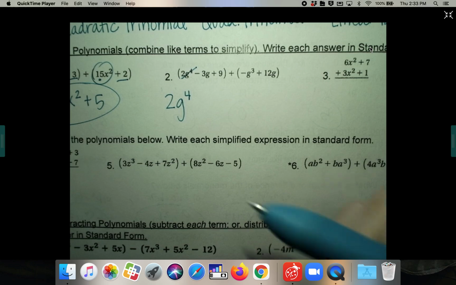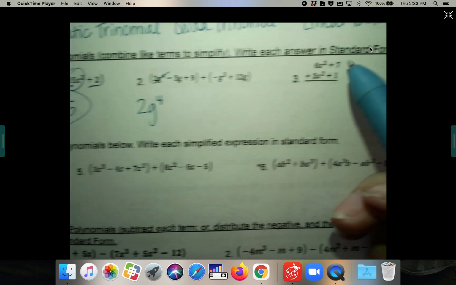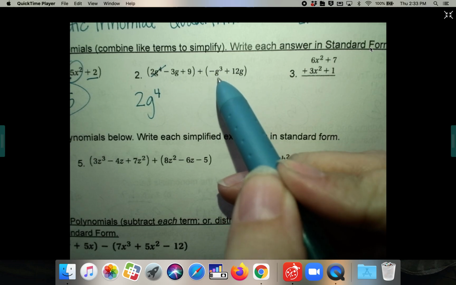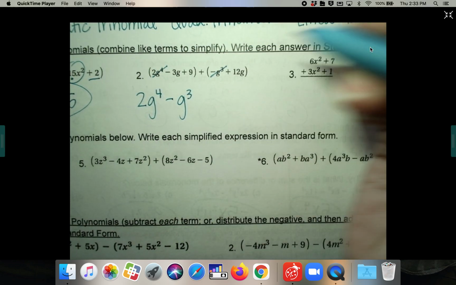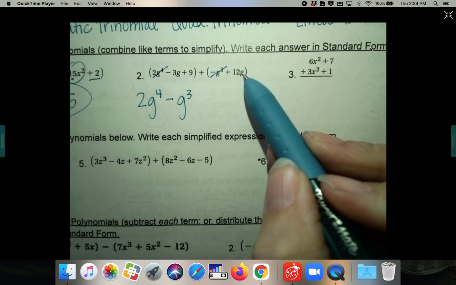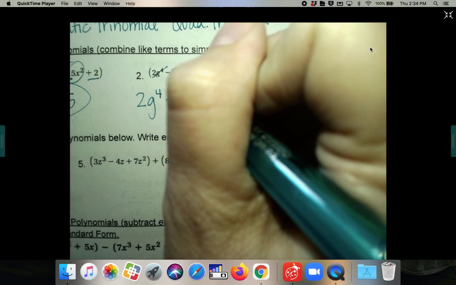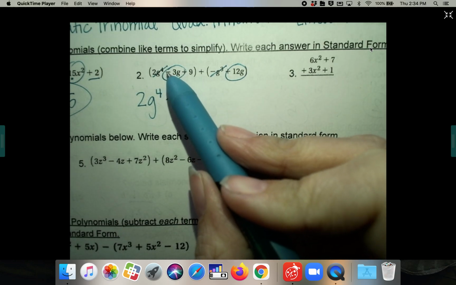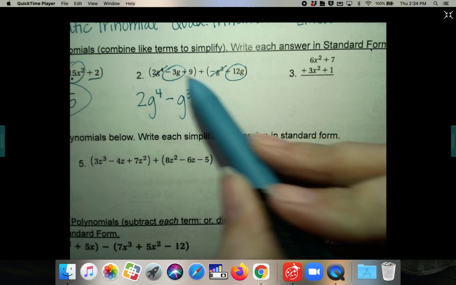Okay, the next one, the next highest level of priority, writing it in standard form, would be the 3rd power. So that's minus g to the 3rd. All right, my next level of priority, I'm noticing these are the same. So these are like terms. So I'm going to go ahead and combine them. That's a negative, be sure the symbol in front of it goes with it, negative 3g plus 12g.